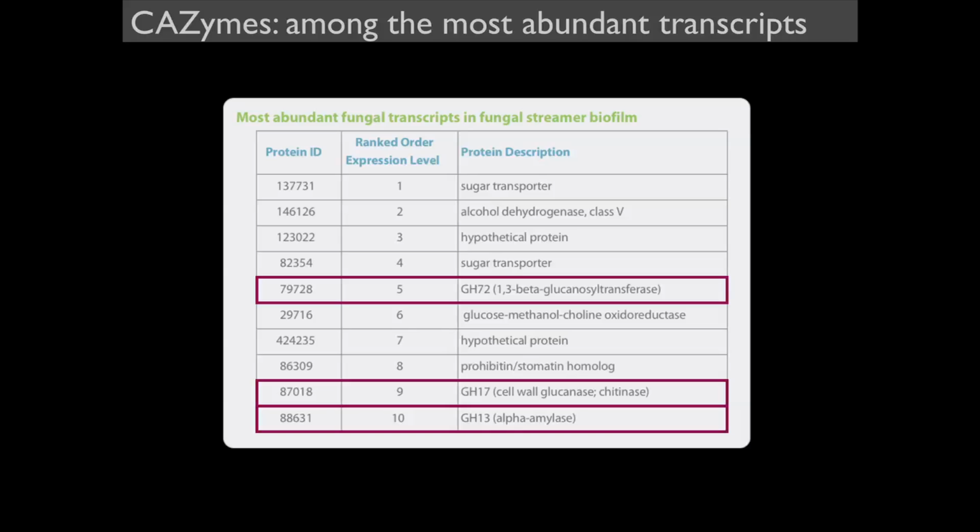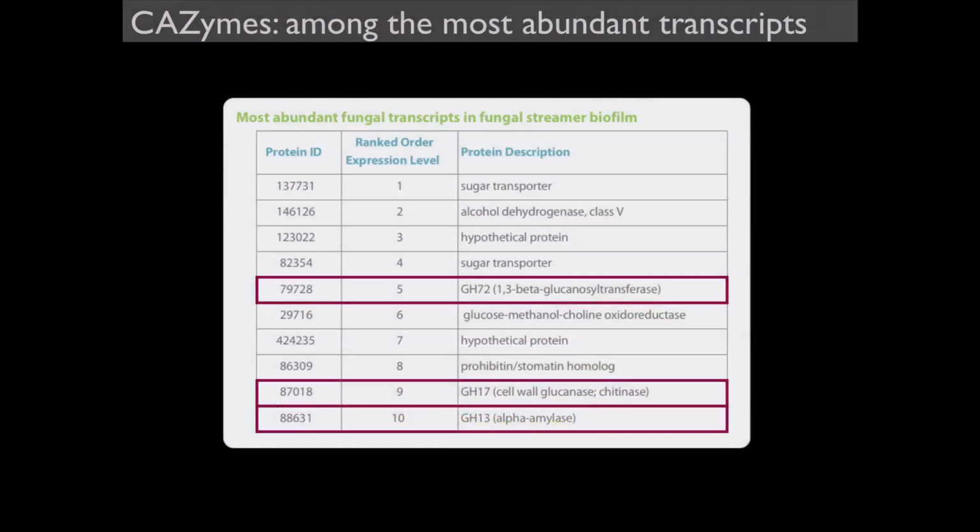This table is showing the top 10 most abundant transcripts from the whole transcriptome of the A. richmondensis fungal streamer biofilm. And you can see that I've highlighted in purple that 3 of these top 10 most abundant transcripts are GHs, which is nice to see. You can also tell from the other transcripts that it appears that carbohydrate metabolism is a highly transcribed function by these fungi.